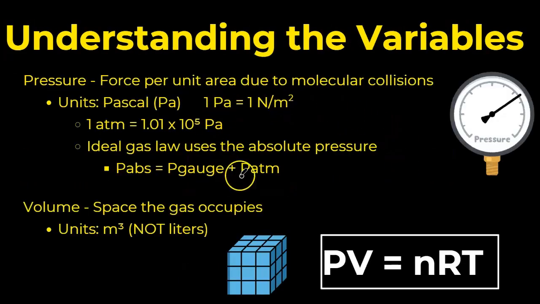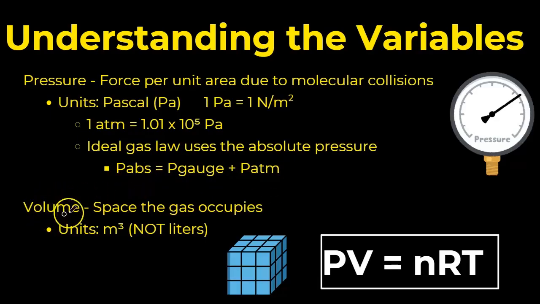Now let's take a look at these variables individually. First, we'll start with pressure. Pressure is the force per unit area due to molecular collisions. The unit for pressure is the pascal, and 1 pascal is equal to 1 Newton per meter squared. That makes sense because the force unit is Newton, and the area unit can be meters squared. 1 atmosphere is equal to 1.01 times 10 to the 5th pascals. The ideal gas law uses the absolute pressure. So if you're given the gauge pressure, make sure you add the atmospheric pressure to get the absolute pressure.